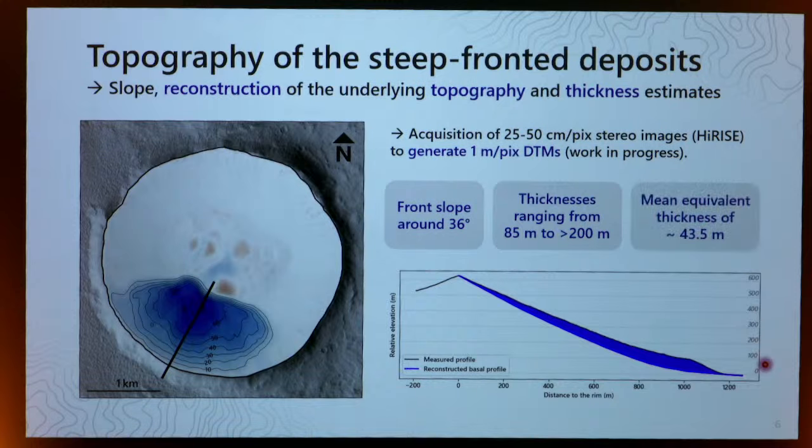And we can then also estimate a mean equivalent thickness of 33 meters that can then be compared to accumulation rates to try to investigate the time scale in which these glaciers were formed and to see if it corresponds to one or many obliquity cycles. This is still work in progress.